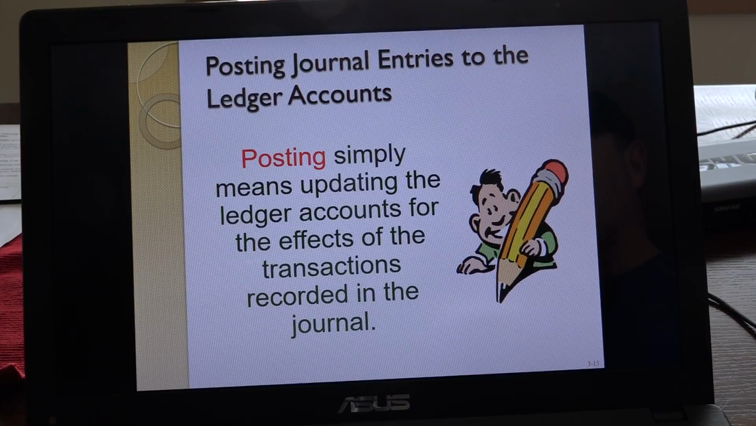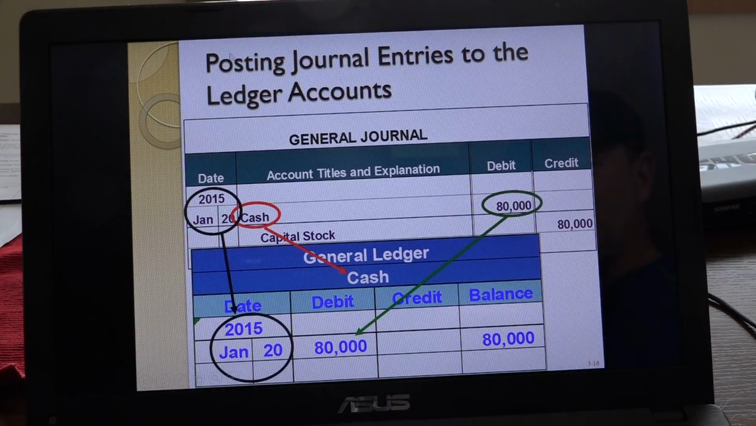And then from there, you're going to post in the particular ledger accounts that are affected by the transaction. And again, notice in the journal entry, you have your date to the left. You debit first, cash in this instance, and then you credit, in this case, capital stock, and then you have your debit and credit balance over here.